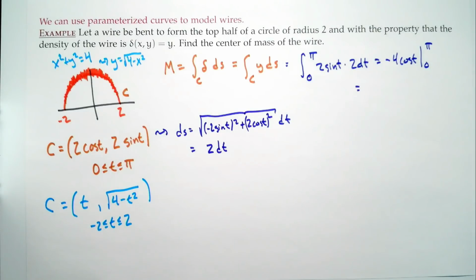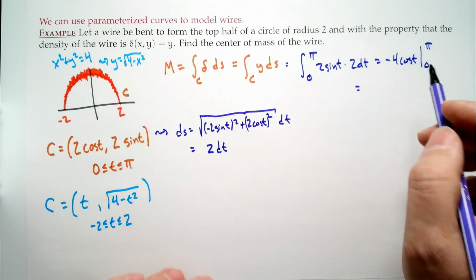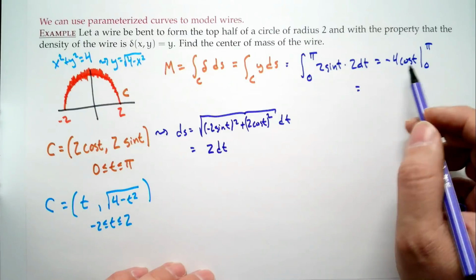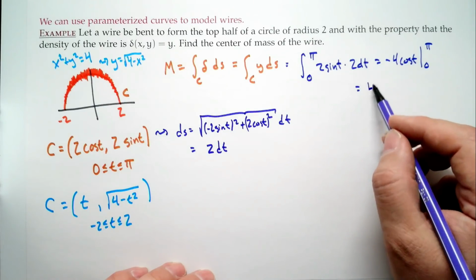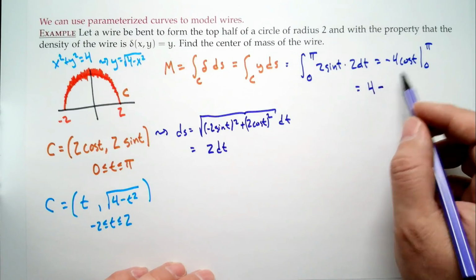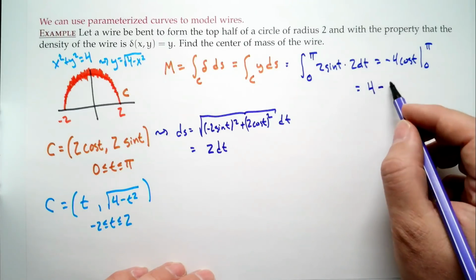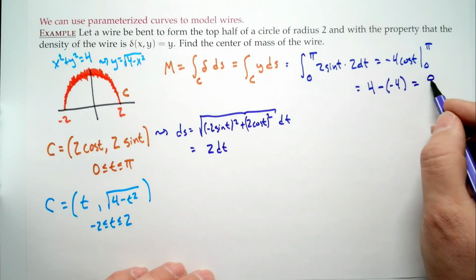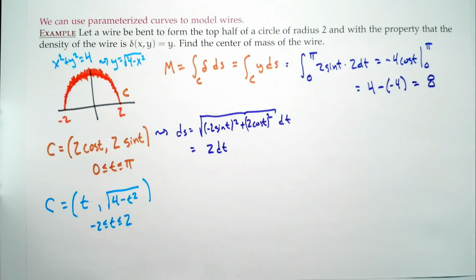That becomes cosine of pi, negative 1. So negative 4 times negative 1, positive 4. I'm going to subtract cosine of 0 is 1, so it'll be 1 times negative 4. So I'm going to subtract negative 4. But of course, subtracting negative 4 is the same as adding 4, so we get that the mass of our wire is 8. And you might wonder, 8 what? Well, whatever units we were going to use, but forgot to mention in the problem statement.